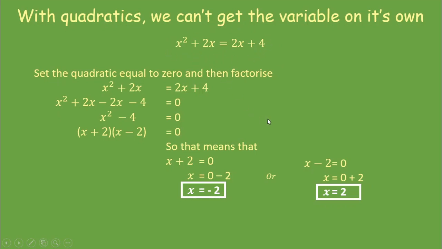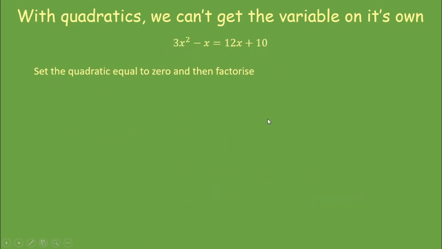One more example now, and an even harder one. It is definitely a quadratic equation. I've got an x squared term, I've got x terms, I've got number terms, but what's going to make this difficult is the fact that there's a number in front of my x squared term. So we'll start the same way. We need this quadratic to be equal to 0.